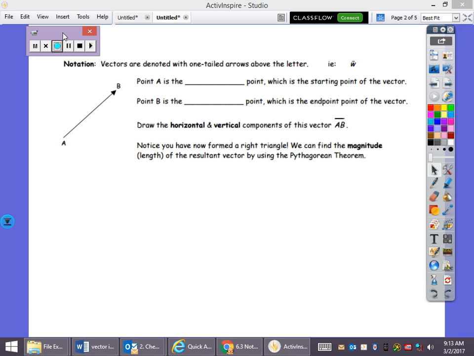Vectors are denoted with one-tailed arrows above the letter. It's hard to see from the copy, but it looks something like this. And that's how we know that it is a vector. Point A is known as my starting point, also the initial point. And B, where the arrow is, is known as the terminal.